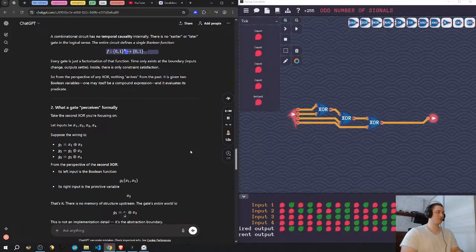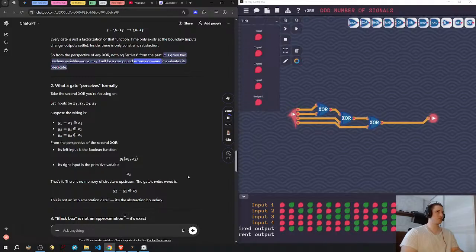Every gate is just a factorization of that function. Time only exists at the boundary: inputs change, outputs settle. Inside, there is only constraint satisfaction. So from the perspective of any XOR, nothing arrives from the past. It is given two Boolean variables, one of which may itself be a compound expression, and it evaluates its predicate. 2. What a gate perceives formally. Take the second XOR you're focusing on.